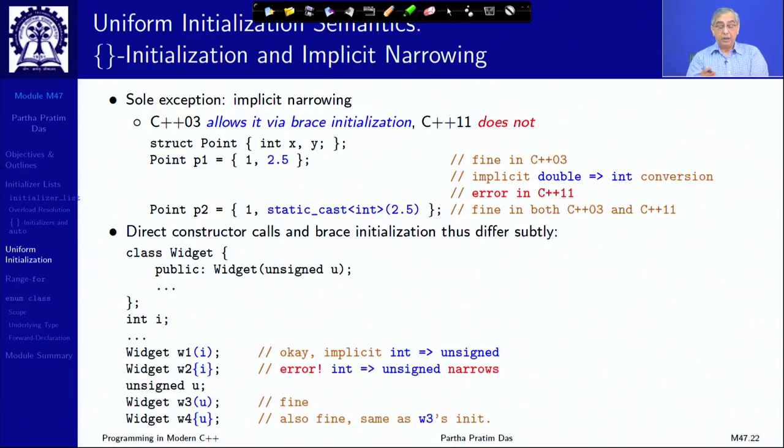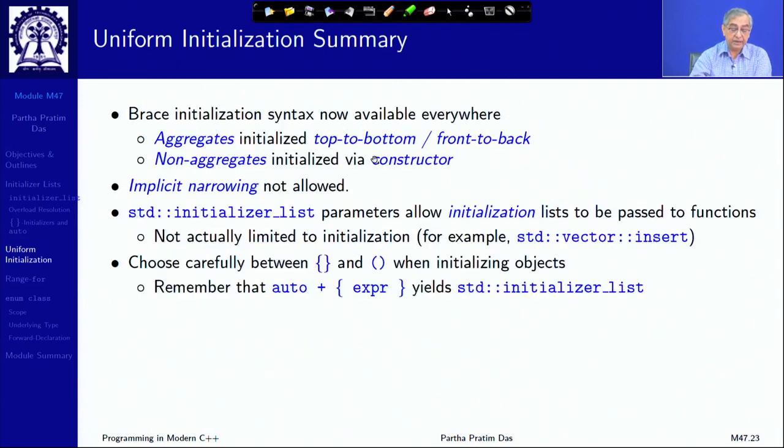So, the implicit narrowing, there is another example on implicit narrowing. I will leave it for your self study. In summary, braced initialization is available everywhere. Aggregates will initialize top to bottom, front to back. Non-aggregates will initialize via constructor, and implicit narrowing is not allowed. And initializer list parameters will allow the initialization list to be passed to functions. Right?